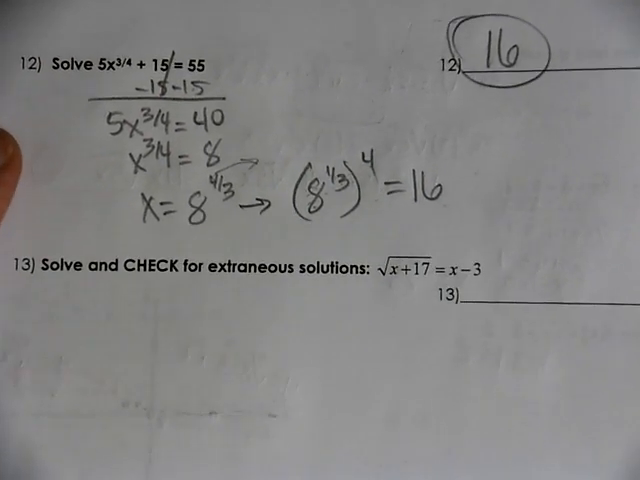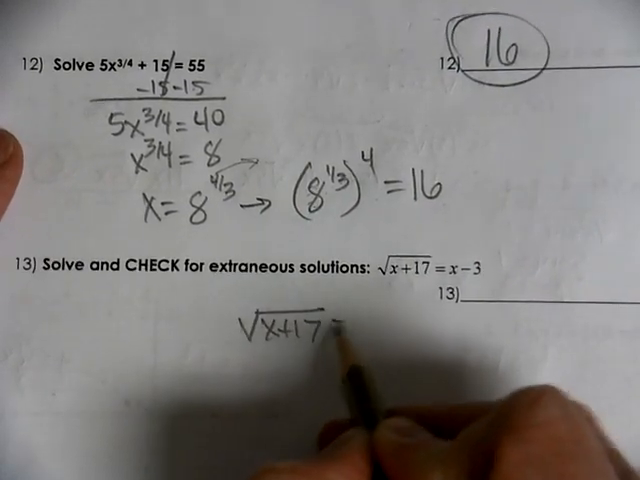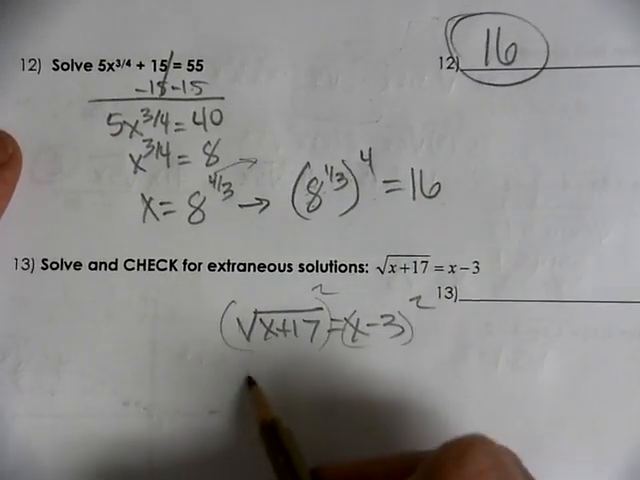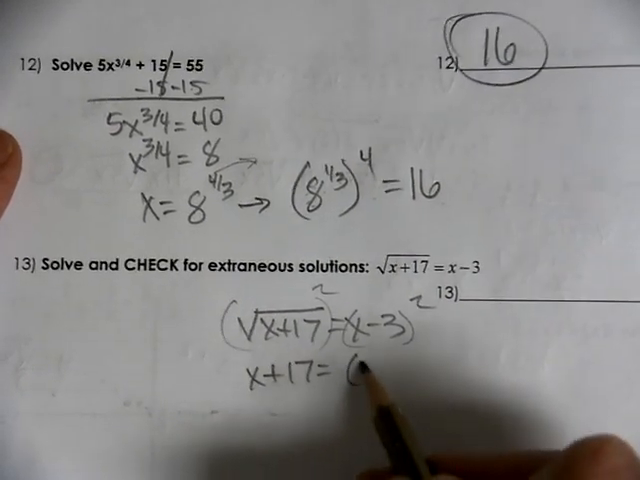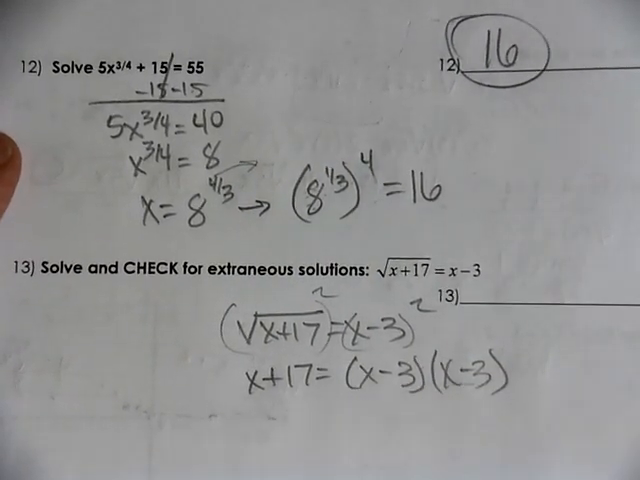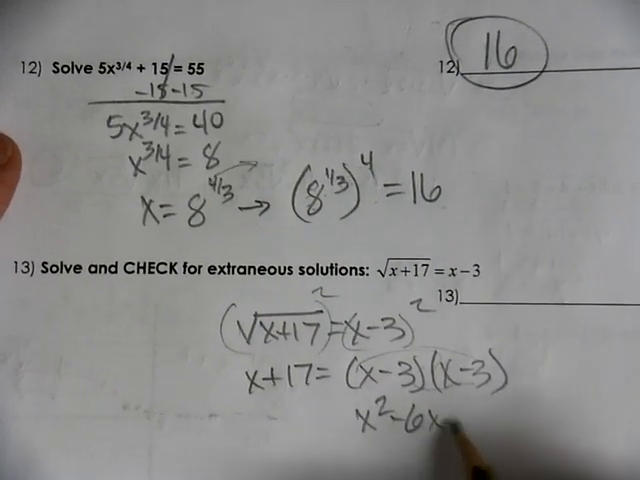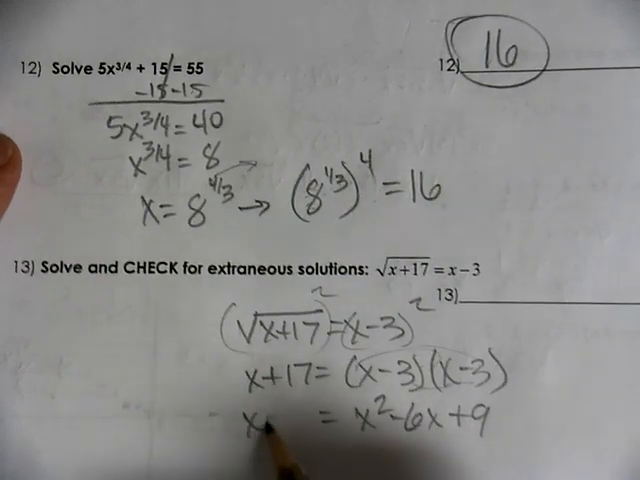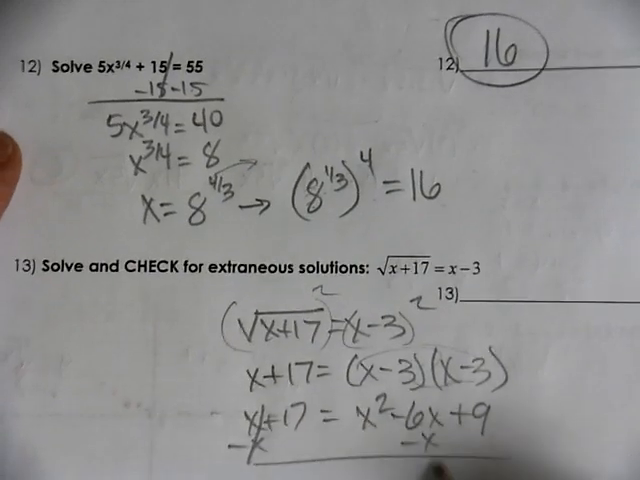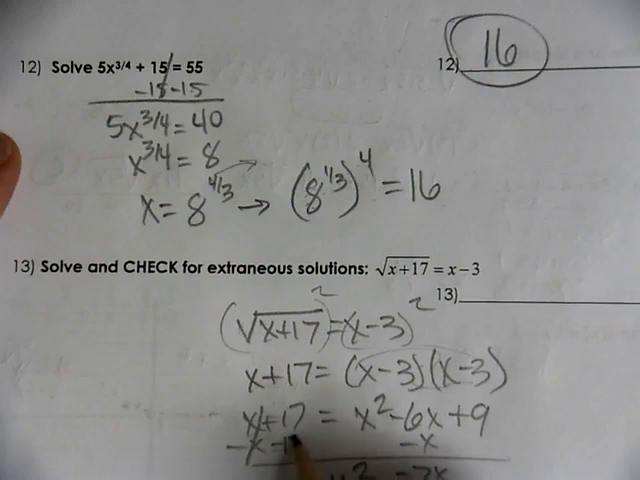Last one. This is the square root of x plus 17 equaling x minus 3. We would need to square both sides. And when we square both sides, you have to write your binomial twice, and then you would FOIL this together, get x squared minus 6x plus 9. Because we have two different types of x's, we need to bring all of our x's over to the same side of the equal sign.